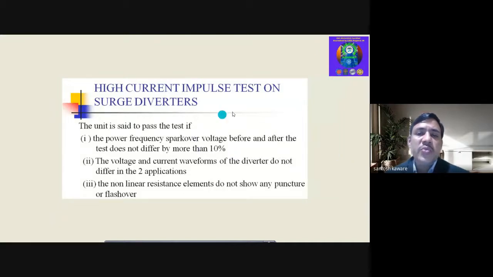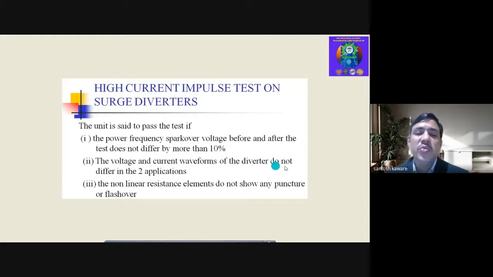So when can we say that there is a successful test of the lightning arrestor? When the power frequency spark-over voltage before and after the test does not differ by more than 10%. Means before carrying out the test, whatever voltage is there, and after carrying out the test, that should not differ by more than 10%.